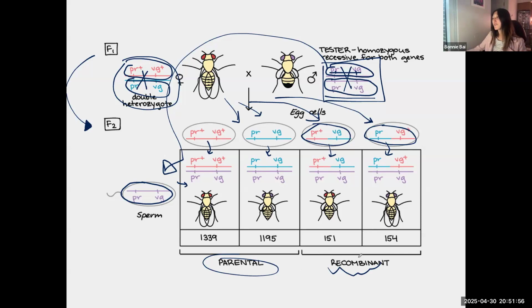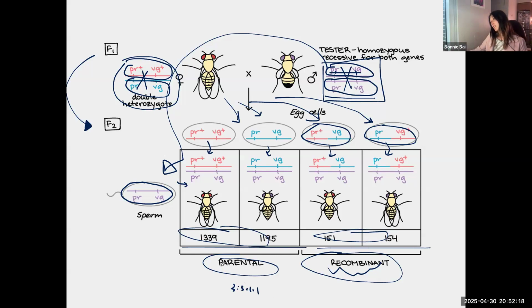Anyway, yeah. So this is recombinant versus parental. Another way to tell recombinant versus parental is just from the numbers. Bigger number, smaller number. The bigger number is always parental. Smaller numbers are always recombinant. This is only when it's linked. Like if you see the 3 to 3 to 1 to 1 ratio, that is just normal. It could be from the earlier question.